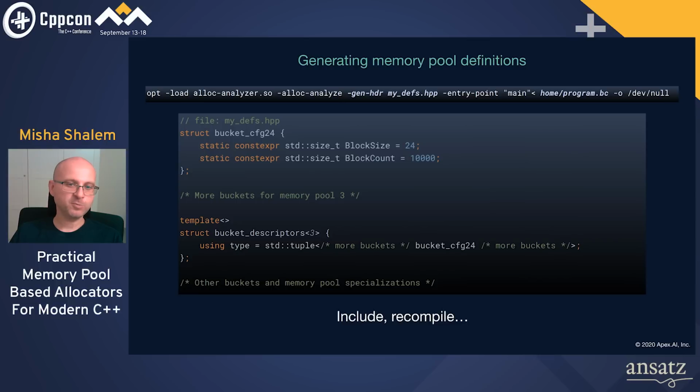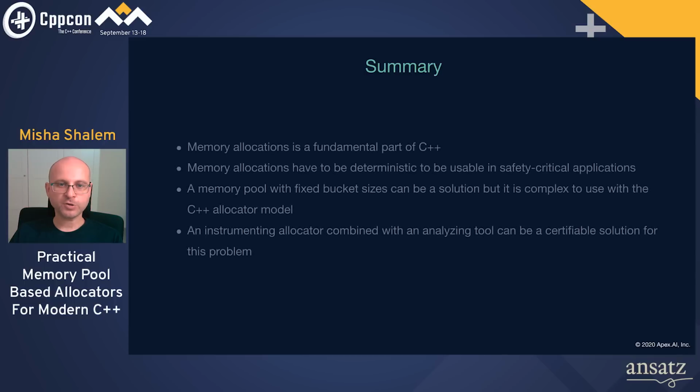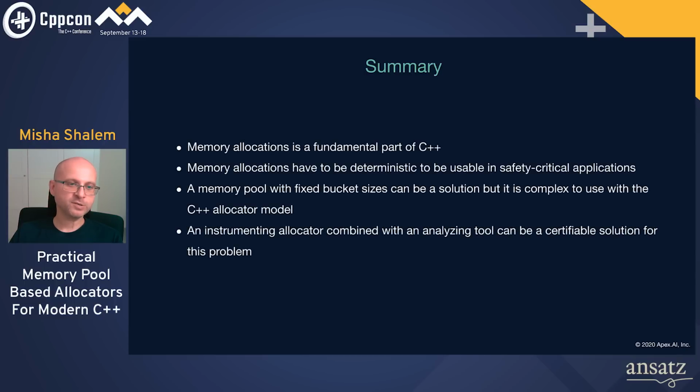So ideally we are done. We just need to figure out block counts and things like this, but other than that, we just seamlessly switch from allocating from heap to allocating from our memory pool here. And just to recap, yeah, we all know that memory allocations are a fundamental part of C++, and they have to be deterministic for safety critical applications. And memory pools are a good solution, but it's kind of hard to use with the C++ allocator model.